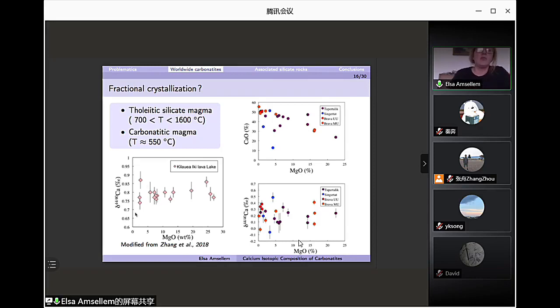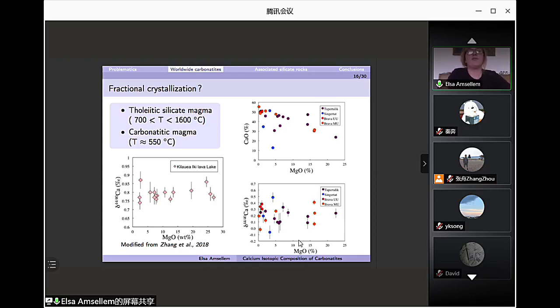And here is an example of a study of the Kilauea Iki lava lake from Zhang et al. 2018 that showed that during differentiation, which all these samples reflect, there is no correlation with the MgO content, implying that there is no calcium isotopic fractionation during fractional crystallization in Kilauea Iki lava lake, which is a tholeiitic silicate magma. But carbonatite magma has a lower temperature than tholeiitic silicate magma. And as I said before, because it has lower temperature, it could induce bigger fractionation.